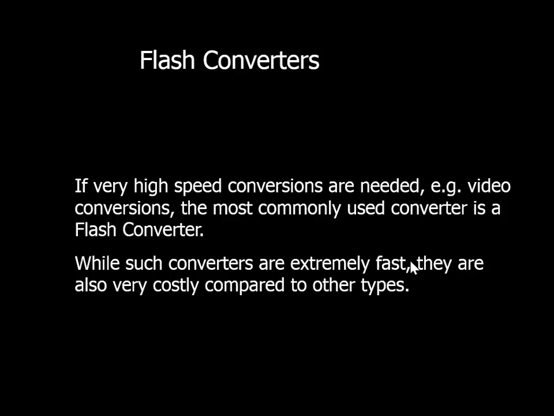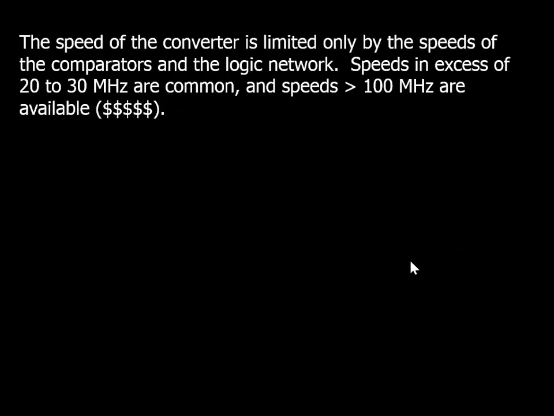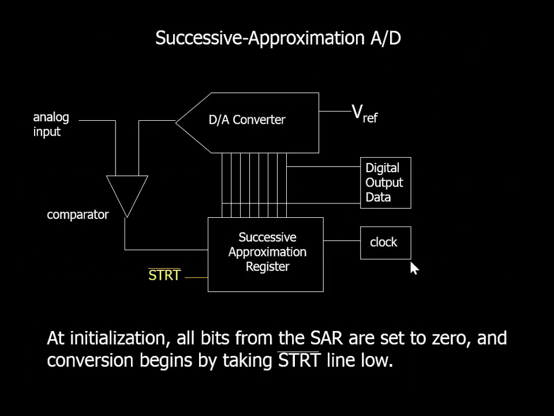Flash converters, they're extremely fast. They're very costly. Here, what we're doing is basically we have multiple comparators right there. And we apply a different analog voltage to each comparator. And we look at the input and we see which comparator is active. So we compare it to multiple voltages at the same time. This is very fast, very expensive right there. And I'm going to kind of wrap that discussion up. I don't think there's anything else I need.